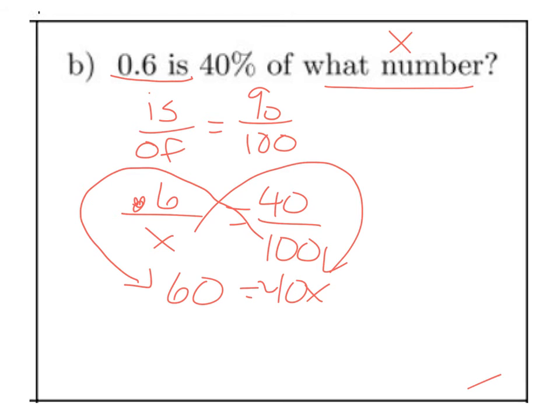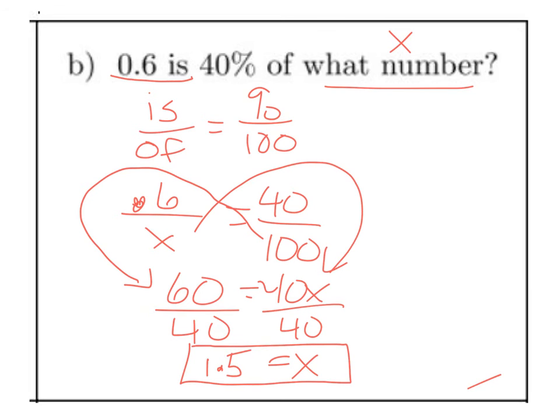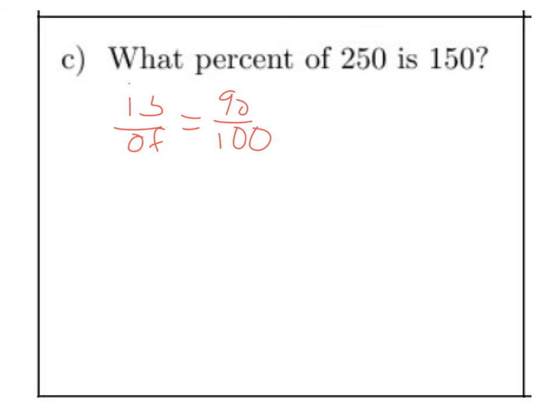Well, once you get this equation set up, all we really need to do is kind of plug these numbers in, and now we know that we solve by dividing, and that's going to leave us with an x equaling 1.5. So 0.6 is 40% of 1.5. So let's take a look at another one.